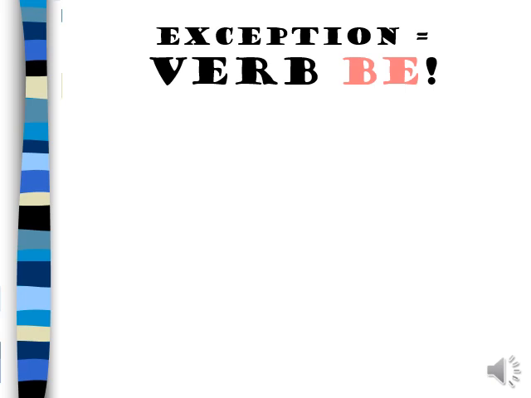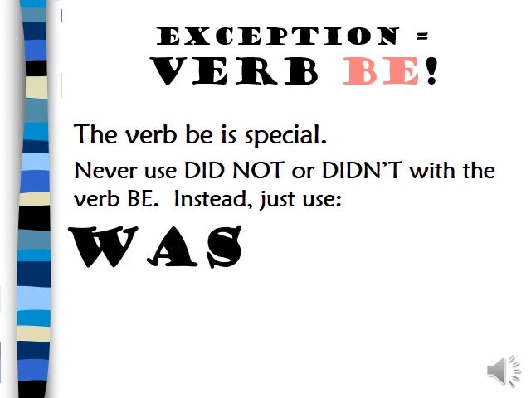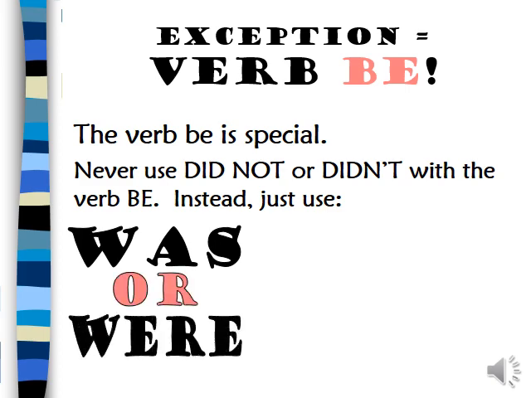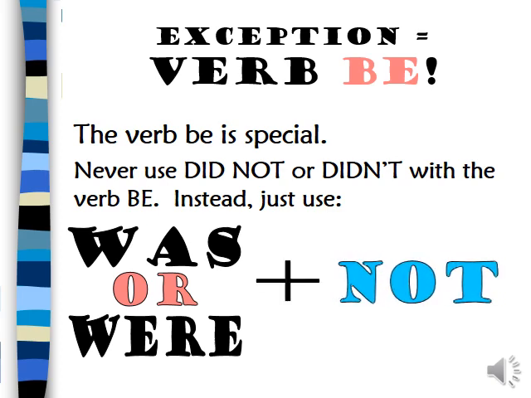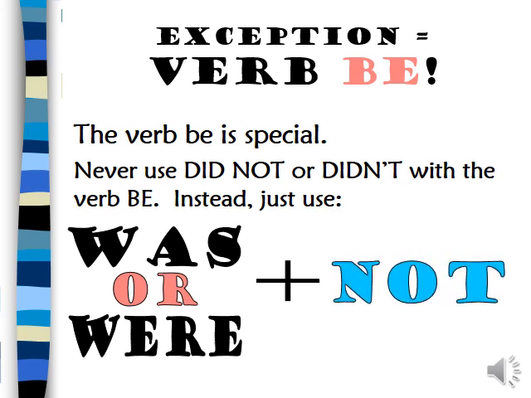What about the verb to be? The verb to be is special. Never use didn't or did not with the verb to be. Instead, just use was or were. We use was or were in the past simple. This is the past of the verb to be, followed by not. That means we don't need to use didn't or did not with the verb to be.